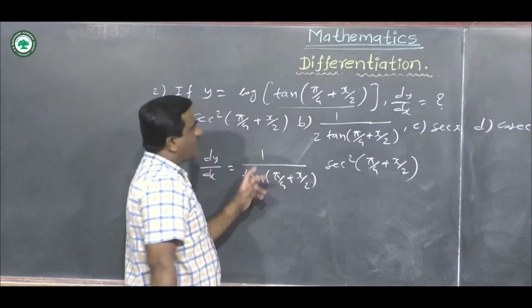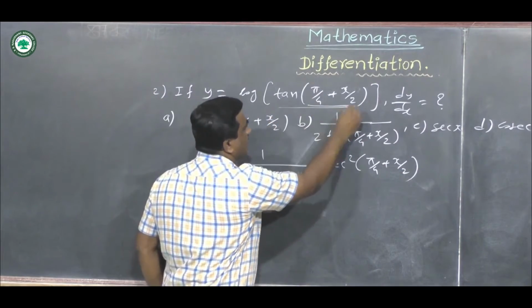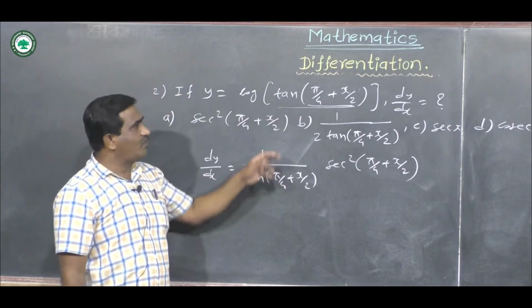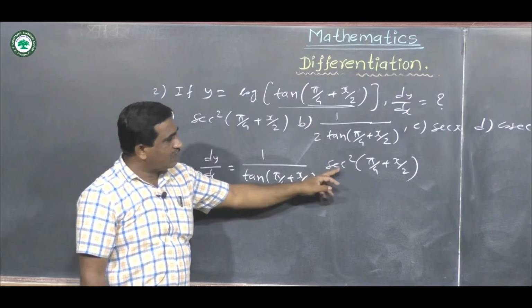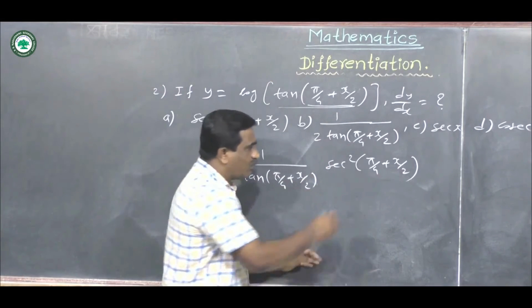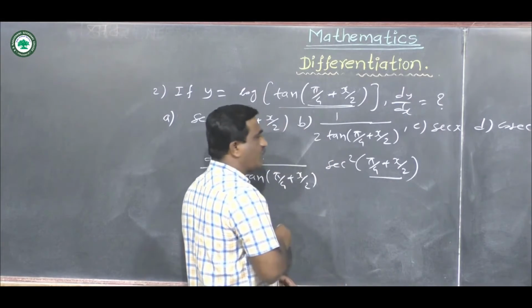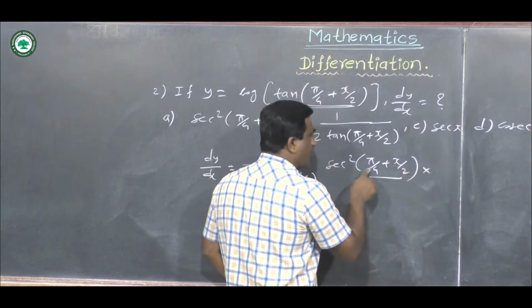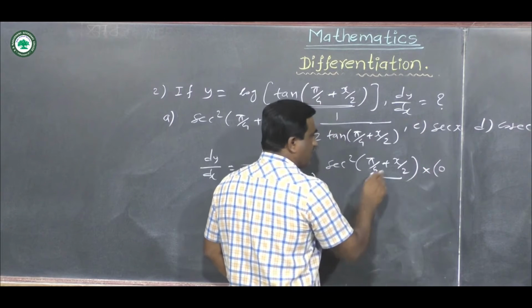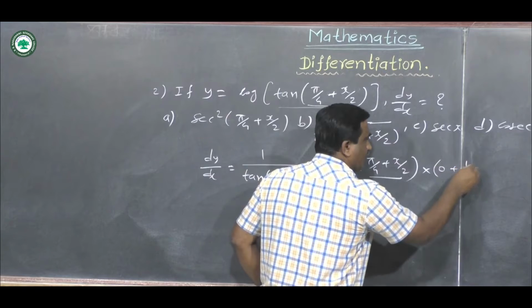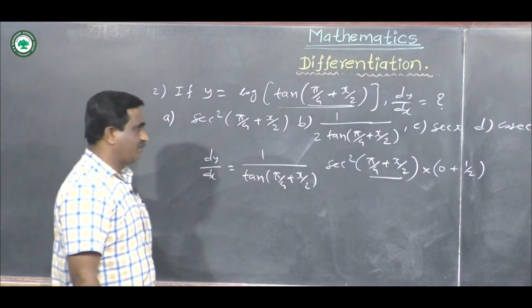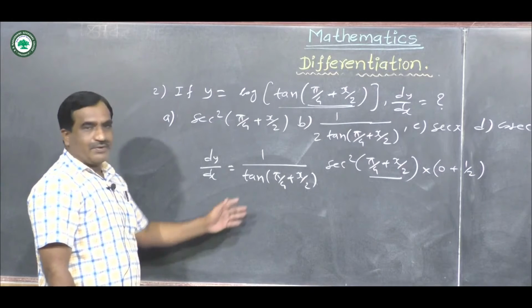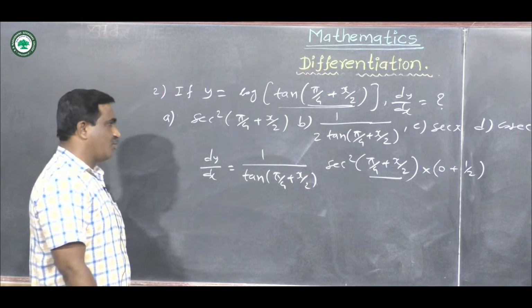This is composite function. Suppose this term pi by 4 plus x by 2 is f of x. Derivative of tan of f of x is sec square of f of x into derivative of this pi by 4 plus x by 2. Derivative of pi by 4 is 0 plus derivative of x by 2 is 1 by 2. Derivative of x is 1, 1 by 2 is a constant term. Okay, we get derivative for this function by using composite rule.